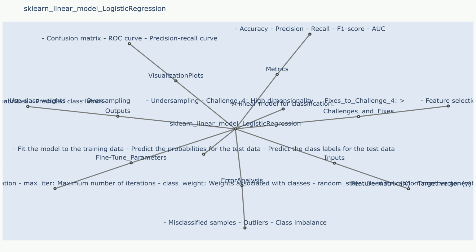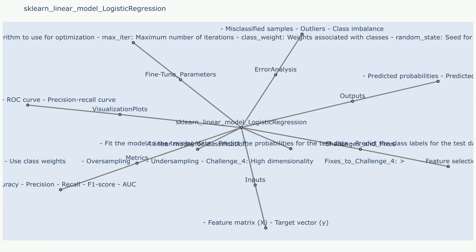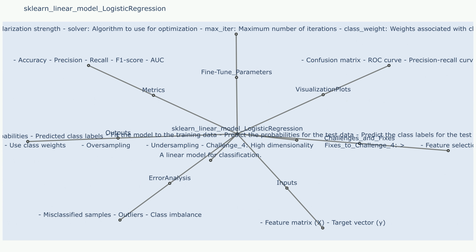Steps. Initialize the logistic regression model with desired hyperparameters, e.g., regularization strength. Fit the model to the training data X, y by calling the fit method. This step involves finding the optimal coefficients (weights) that minimize the loss function, e.g., log loss. Use the fitted model to make predictions on new data by calling the predict method. This method predicts the class labels 0 or 1 for each instance in the new data.